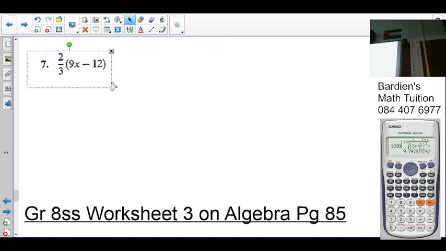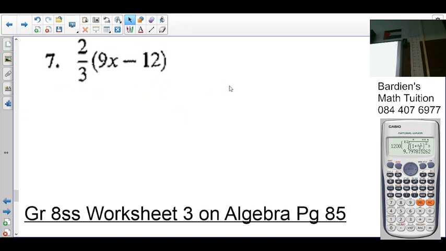Number 7. How many terms are here? 1. Also known as what? Monomial. No? Monomial.